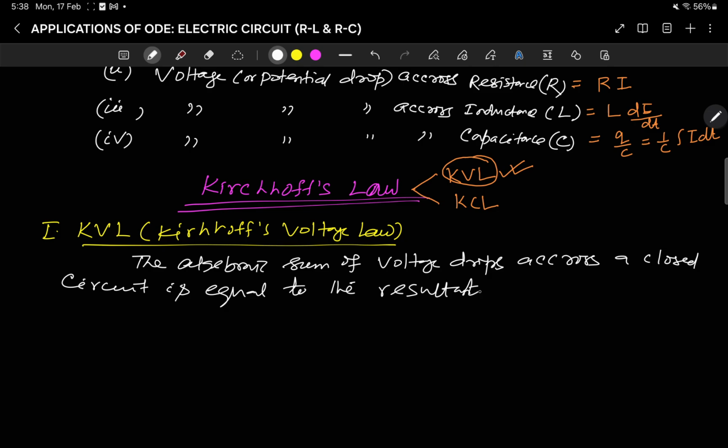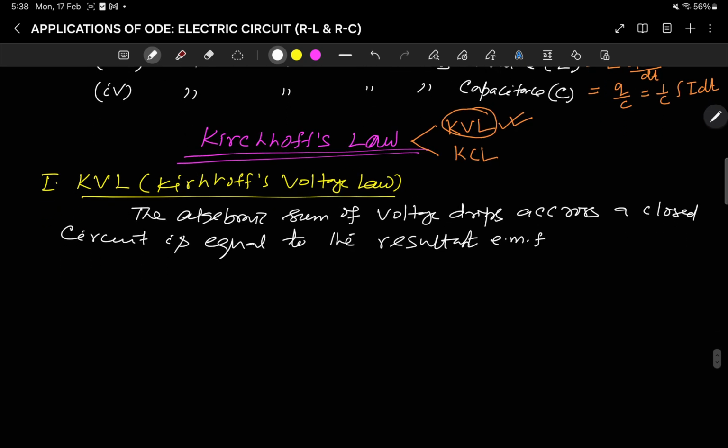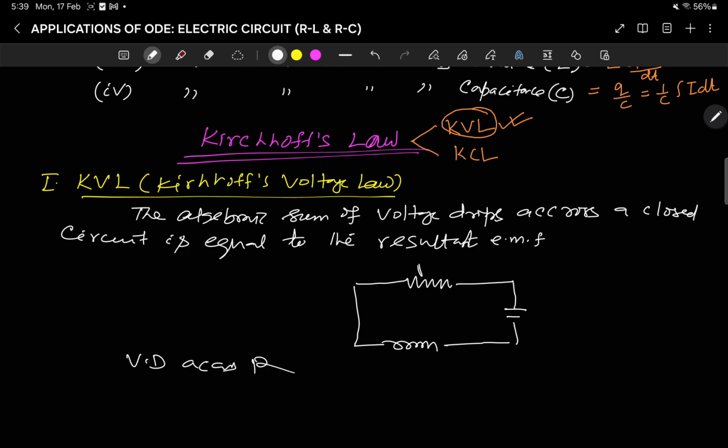Resultant EMF. That means suppose you have a circuit like this. Suppose you have an RL circuit. This is the source and we have an RL circuit. Then here is the voltage drop across R. This is my R, this is my L, and this is my E0.